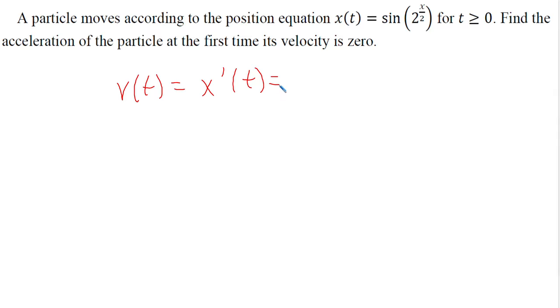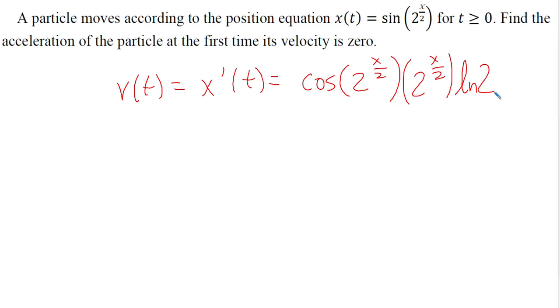Well, the derivative of sine of u is cosine of u. And then we have to multiply that by the derivative of the u, which is the derivative of 2 to the x over 2. Well, that would be 2 to the x over 2 times the natural log of 2. But then we have to multiply that by the derivative of x over 2, which is 1/2. So we want to know, when does v of t equal 0? Well, v of t equals 0 whenever that function crosses the x-axis.